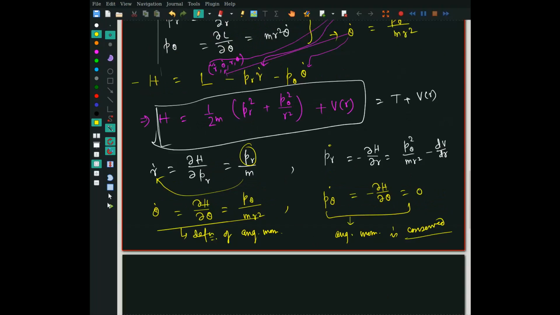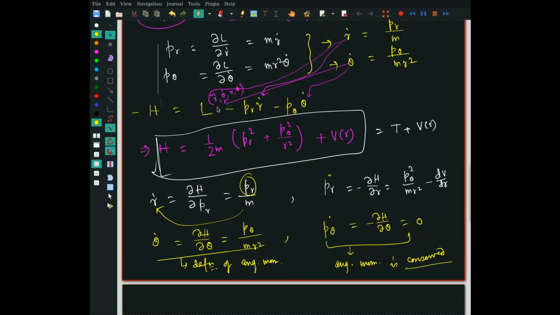Any questions? Hello, sir. Yes. Sir, if you do this calculation and there is no relation between the derivative of the coordinate and the momentum, how can we find the relation?